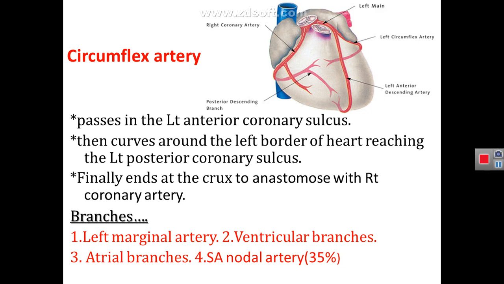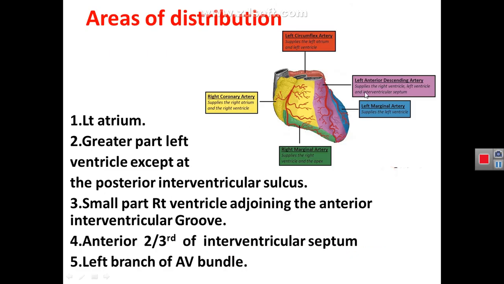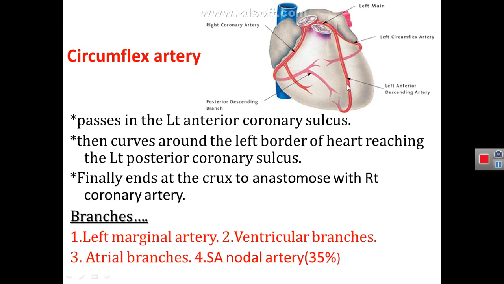All these are supplied by the anterior interventricular branch, which is the left anterior descending, while the circumflex coronary branch that anastomoses with the right coronary at the crux cordis gives the left marginal artery, ventricular branches, branches to the left atrium, and branches to the sinoatrial node in 30% of the population.